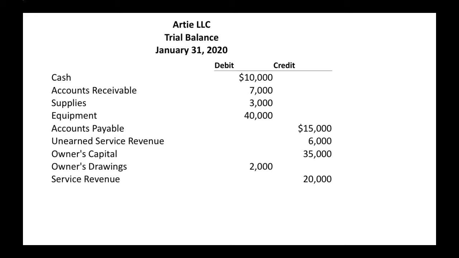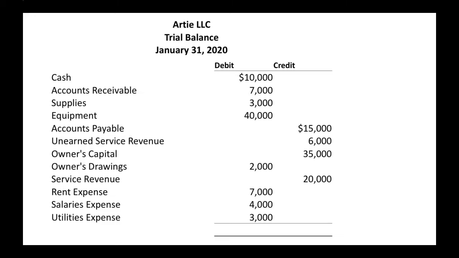So after our revenue are all of our expenses. So we had 3 expense accounts in this example. We had rent expense, salaries expense, and utilities expense. And all those expense accounts, their normal balances were debits. So we've listed out all of our accounts and their balances. Now we need to total up the debit column and total up the credit column. When you do that, each side will equal $76,000. And they both need to be equal because your debits must equal your credits.